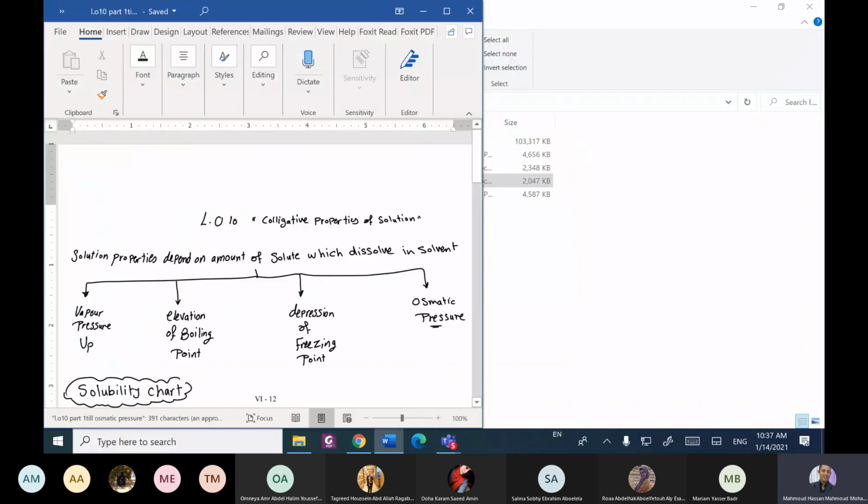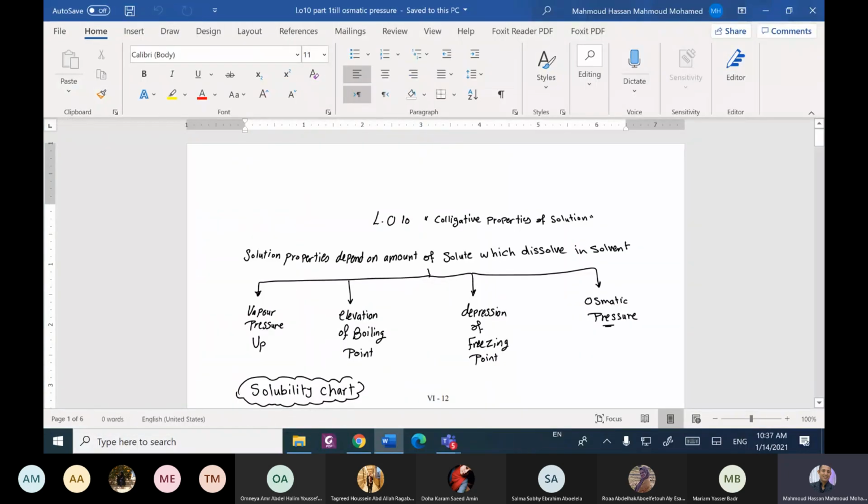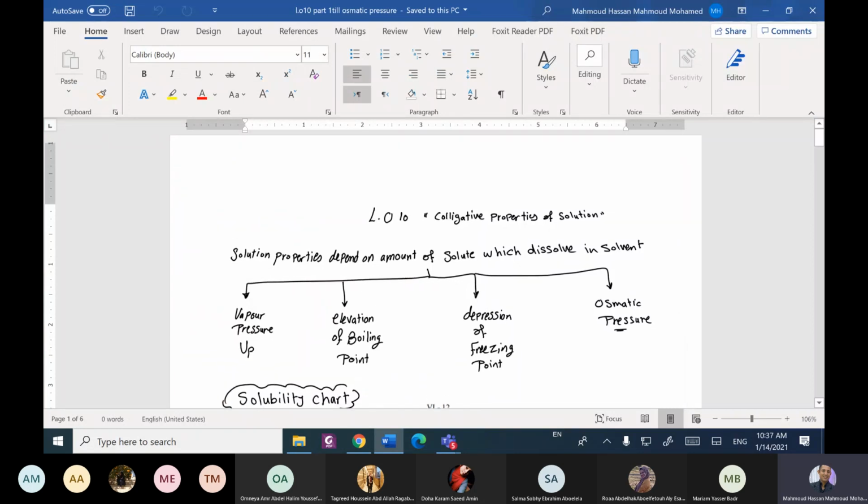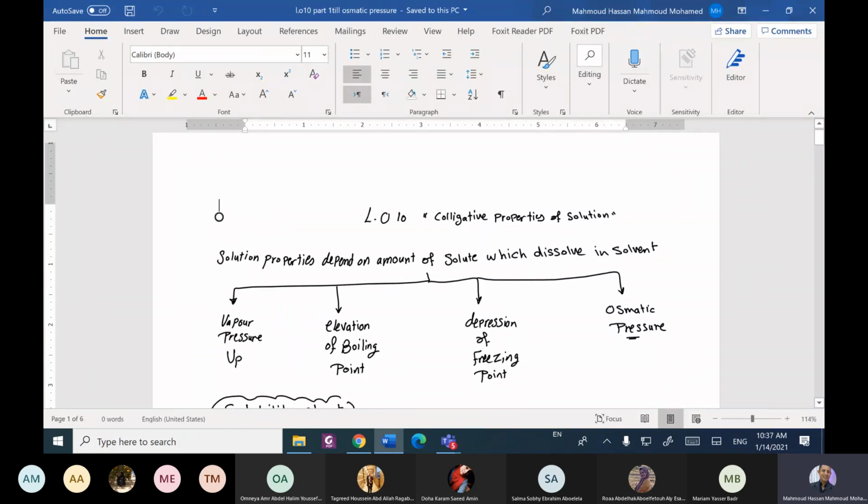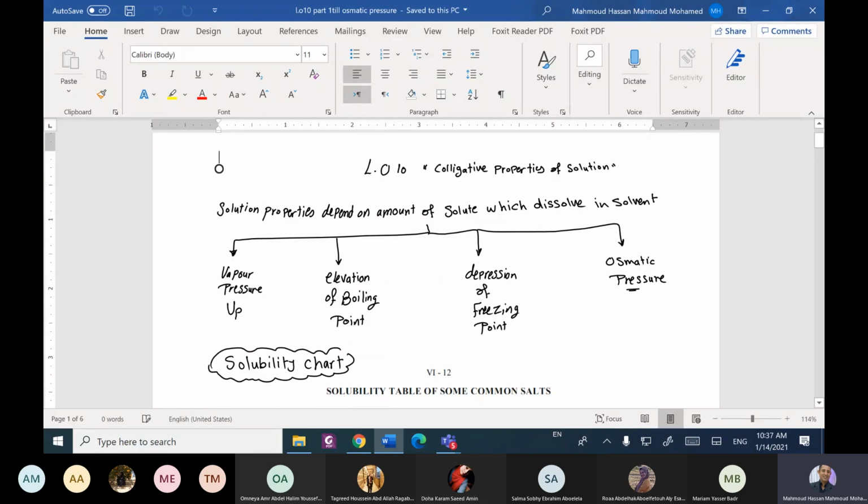Okay, Bismillah ar-Rahman ar-Rahim. For the colligative properties, Warning Outcome 10, the colligative properties of solutions depend on the amount of the solute which dissolves in the solvent. There are four different properties, which are the vapor pressure, elevation in the boiling point, depression in the freezing point, and the osmotic pressure.